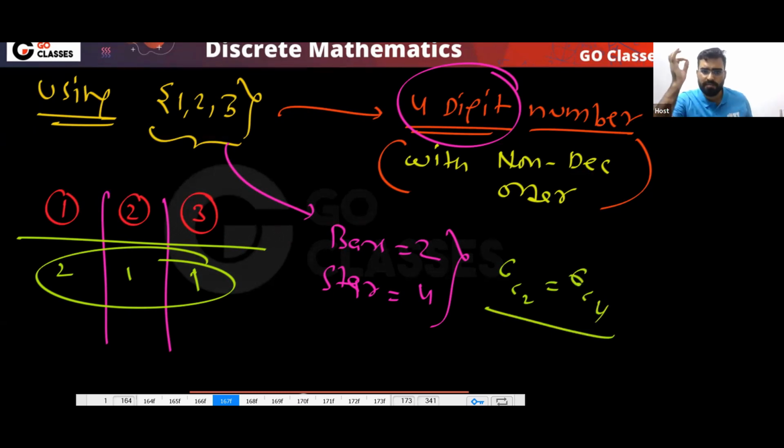Did you understand? In the same question, if I do non-increasing order, will the answer change? If I do non-increasing order, will the answer change? The same. Okay, because can you give me a unique number?